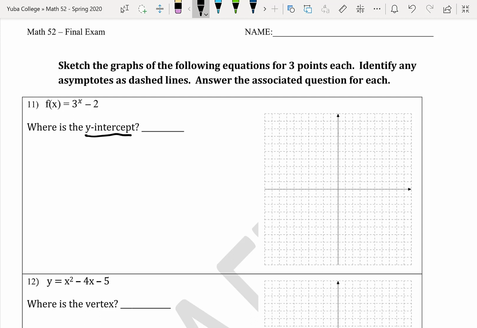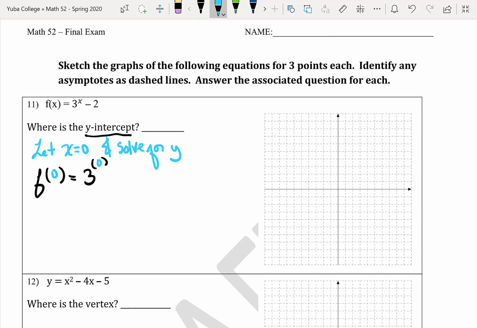Okay, so looking at this, f of 0, so wherever I see an x in my equation, I'm replacing that with a 0. So I have 3. I see that 3 is raised to the x, so I'm going to put parentheses and replace that with 0, minus 2. Anything raised to the 0 power is 1. So 3 raised to the 0 power is 1. 1 minus 2 gives us -1. So we have a y-intercept at (0, -1).